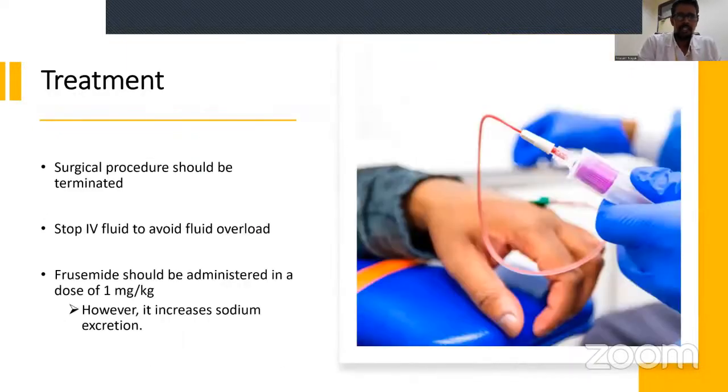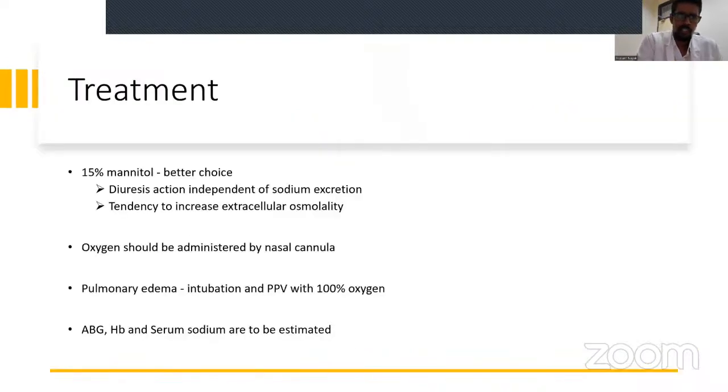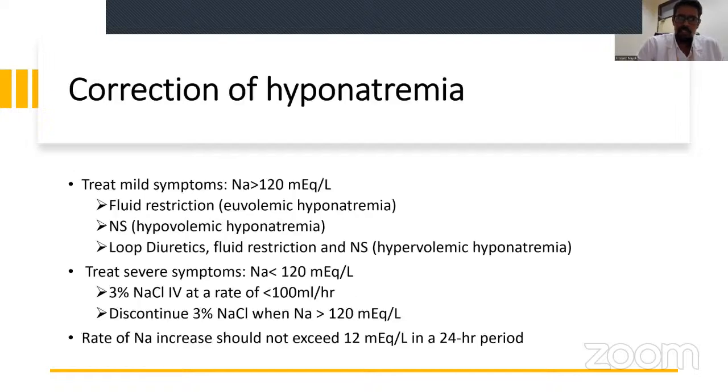If you have any indication that the patient is getting into this TURP syndrome, you should immediately abandon, or the surgical procedure should be terminated after achieving hemostasis. Stop giving a lot of IV fluid to avoid fluid overload. Furosemide or some loop diuretics could be administered at 1 mg per kg, but the disadvantage of loop diuretics is that they also increase sodium excretion. So there are studies which say that probably 15% mannitol is a better choice, where the diuresis is independent of sodium excretion. Oxygen should be administered, pulmonary edema should be appropriately treated, and patients should be adequately investigated with ABG, hemoglobin, and serum sodium.